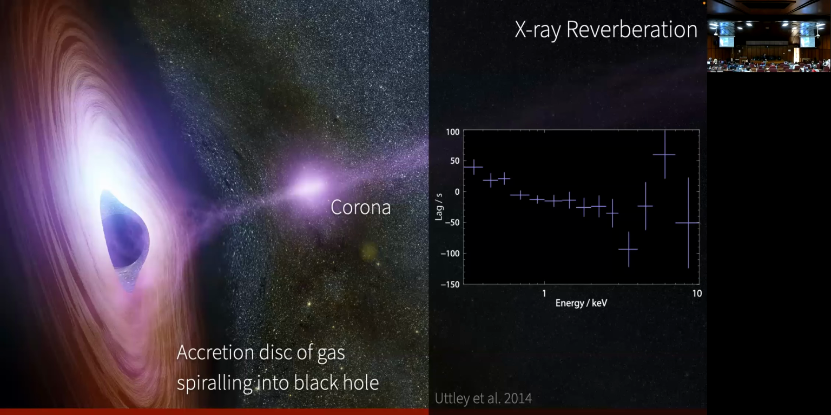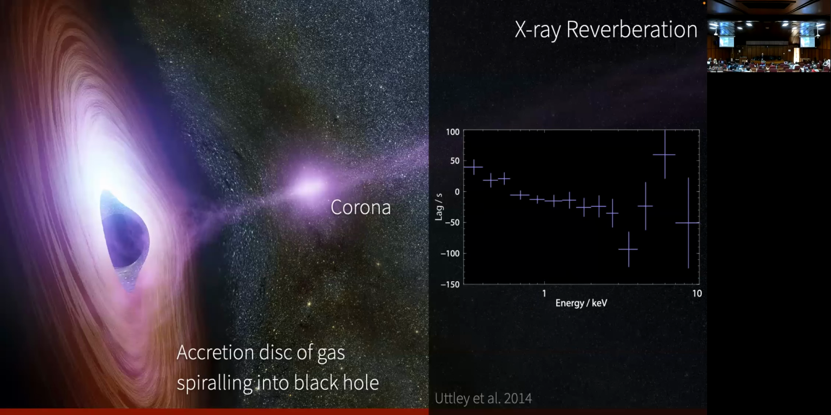And this spectrum isn't a typical spectrum of energy versus flux or energy versus count rate. It's energy versus time lag. And what this is showing is, every time there's a change in brightness of our X-ray emission, how long does it take on average for each different energy to respond to that change in brightness?